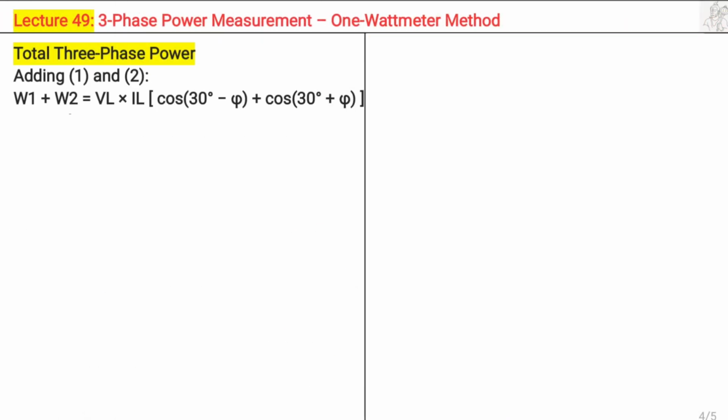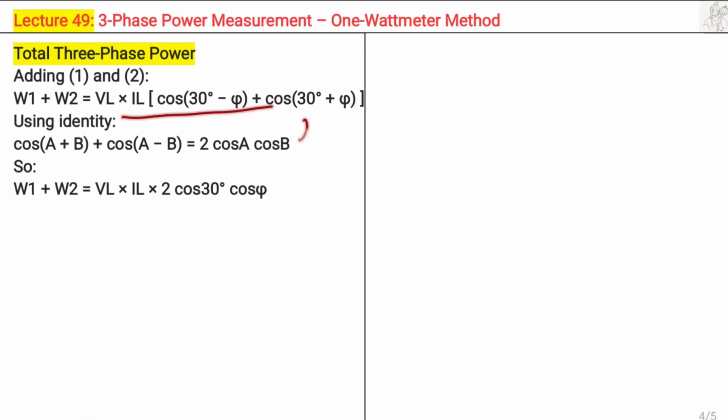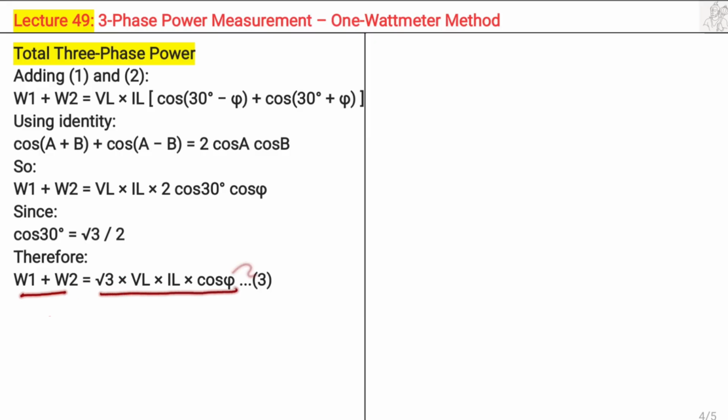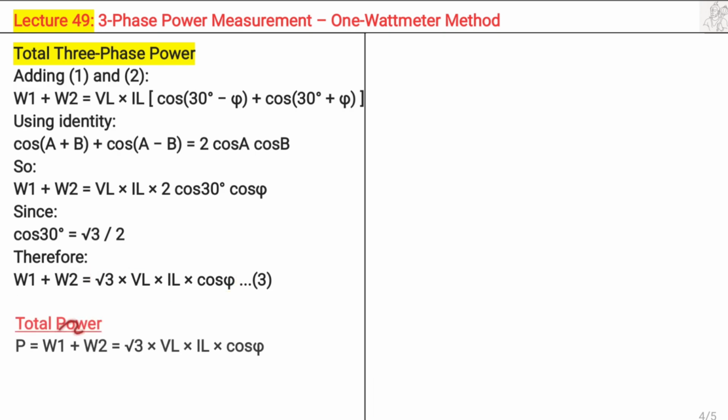Now adding the two values, we get this equation using the identity cos A plus B plus cos A minus B is equal to 2 cos A cos B. We get W1 plus W2 is VL IL into 2 cos 30 cos phi. Cos 30 is root 3 by 2. Therefore, W1 plus W2 is root 3 VL IL cos phi. And this is simply the equation for three-phase power. Therefore, if we add the two readings, we simply get the three-phase power.